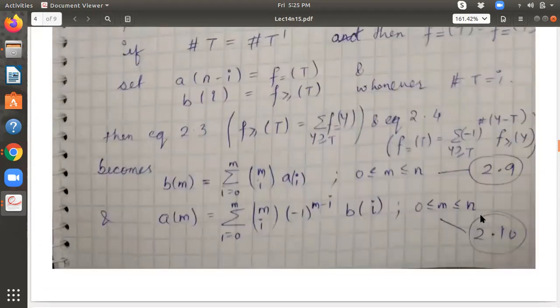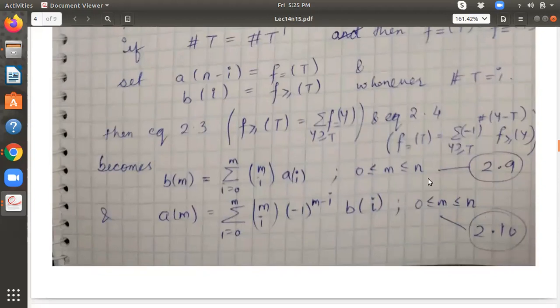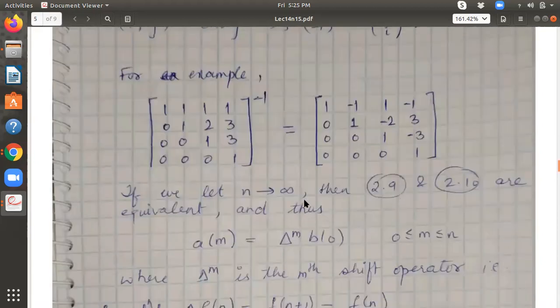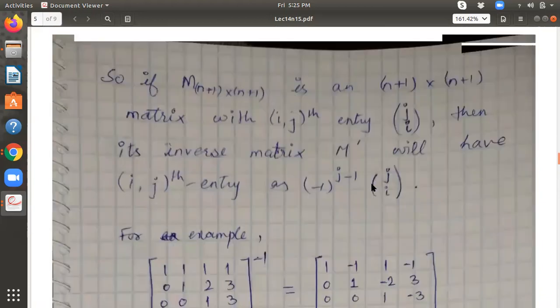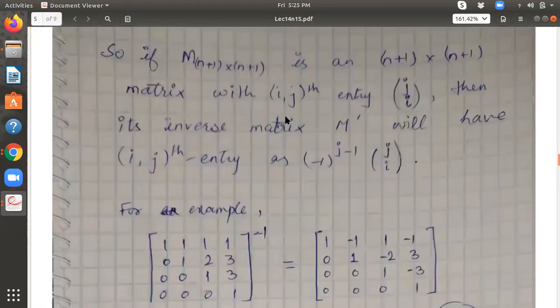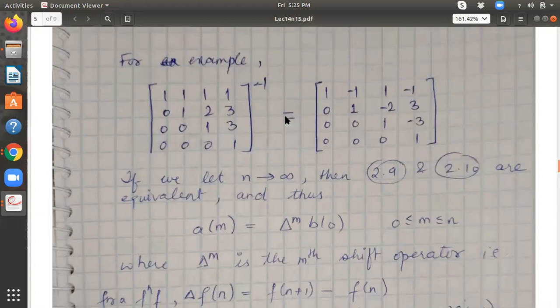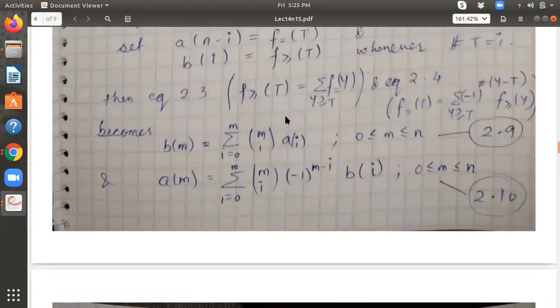Now, in this particular data, these m's were bounded from above by n, right? So if you allow n to approach infinity, then equations 2.9 and 2.10, which are the AM and BM equations here, they become equivalent. And so by equivalent, what do you... okay, they become equivalent, huh?